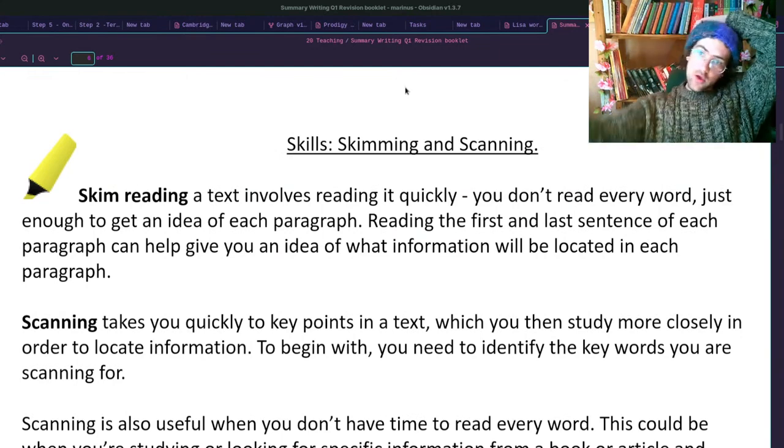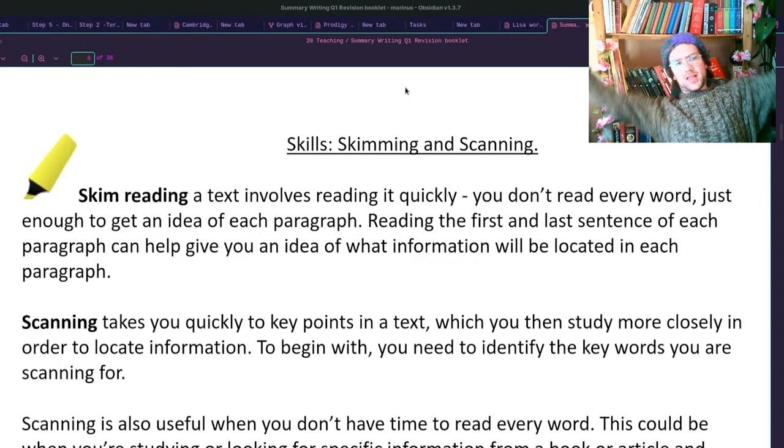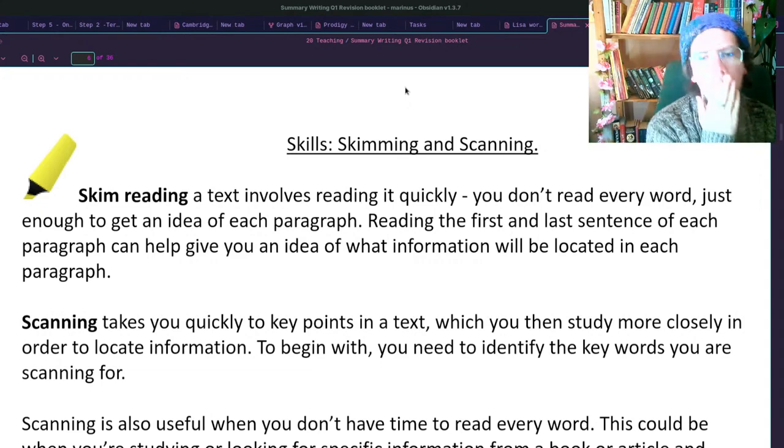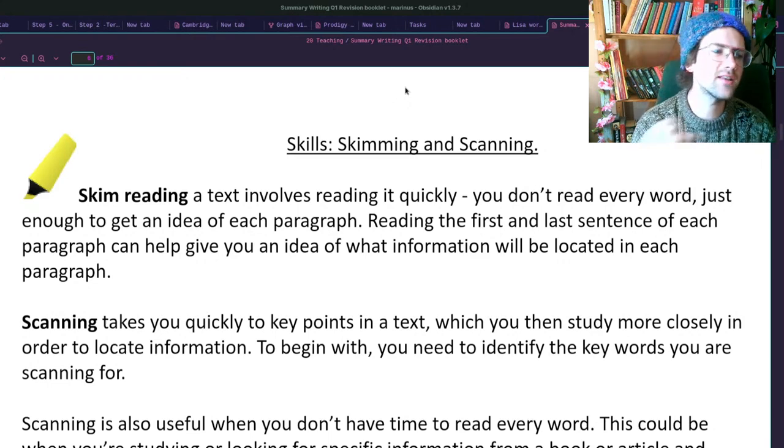So today's skill that we're working on is skimming and scanning. Skim reading a text is about reading it quickly, so you don't read every word, you just get enough to get an idea of each paragraph. Some people would read the first and last sentence of each paragraph, although this isn't always effective, but that does generally give you an idea of what the paragraph is about.